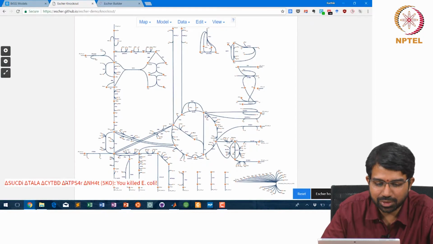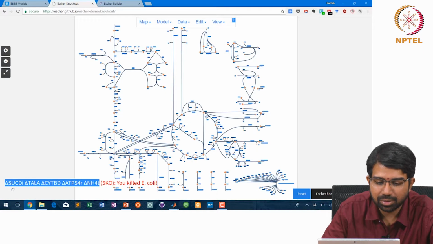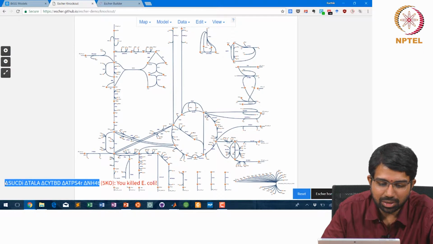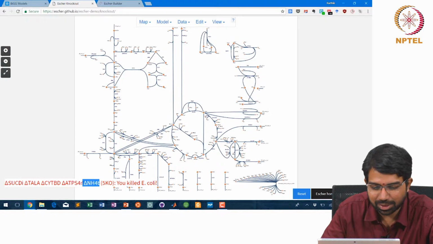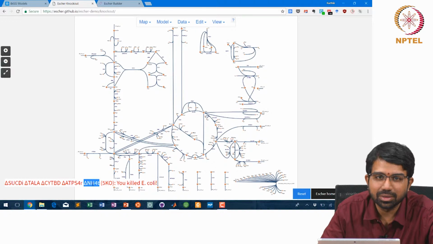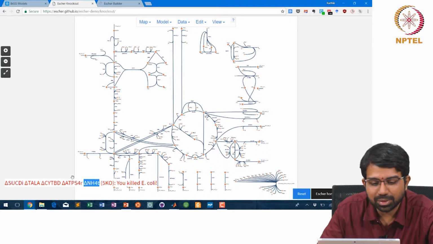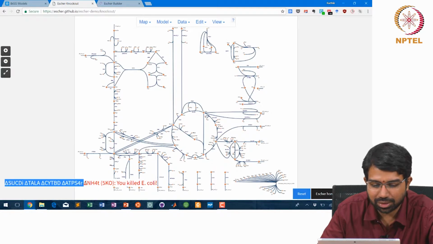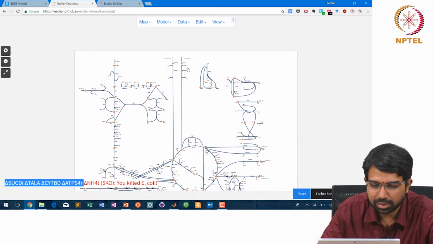So, if you remove them separately, nothing happens. When you remove all 5, well, not necessarily, it could also mean that this is singly lethal. Yeah, but you know for sure that these are all not single lethals, right.